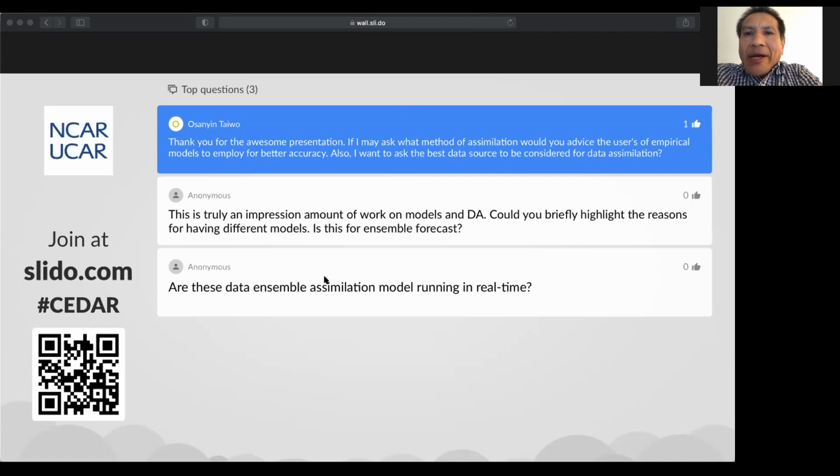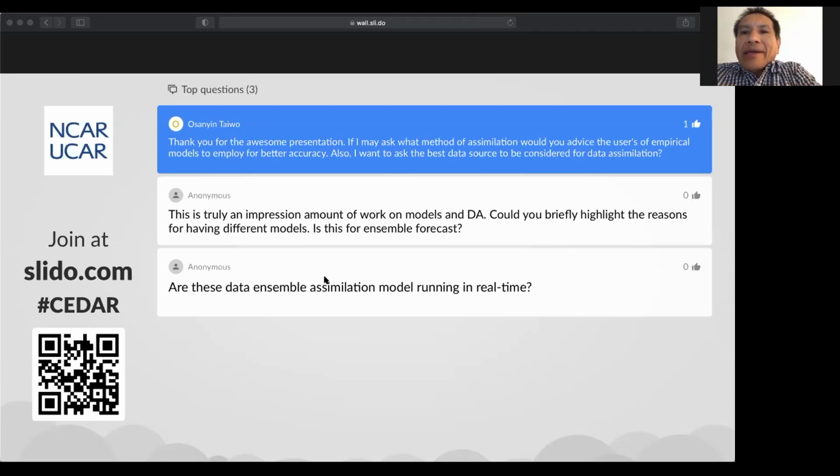Okay. All right, I guess we have two more questions. I think we might be able to answer this. Thank you. So this is a truly impressive amount of work on models and DA. Could you briefly highlight the reasons for having different models? Is this for ensemble forecast? Yes. If you have different models, they're all going to come up with different results, no matter how good the individual data assimilation models.